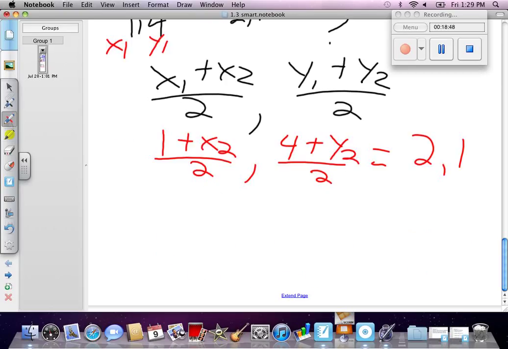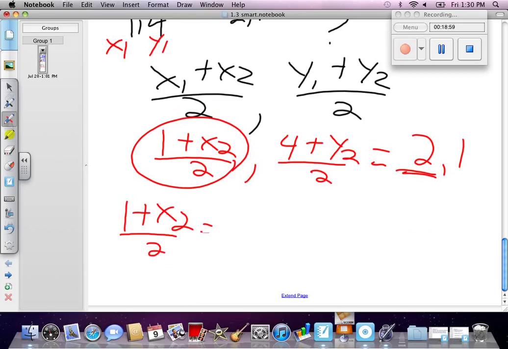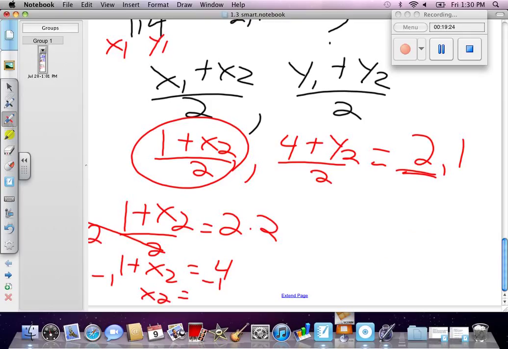Now I know this first thing right here equals the x value, because x always comes first. So then I have 1 plus x2 over 2 equals 2. Do you see that the first value has to equal the x? Now I'm going to solve. To get rid of something that's being divided, I multiply. These cancel, and I'm left with 1 plus x2 equals 4. Then I subtract 1 from both sides, and I get x2 equals 3.